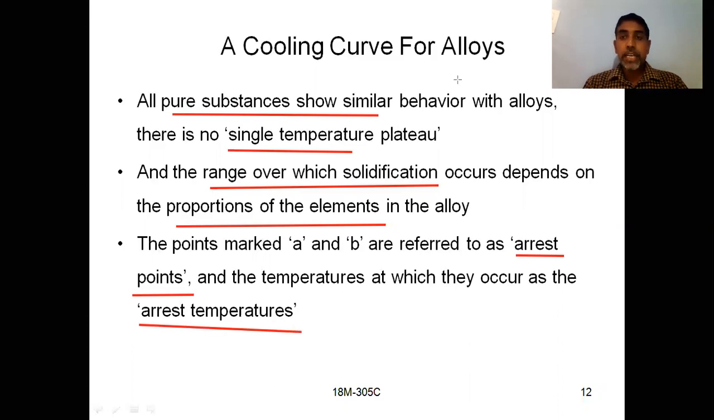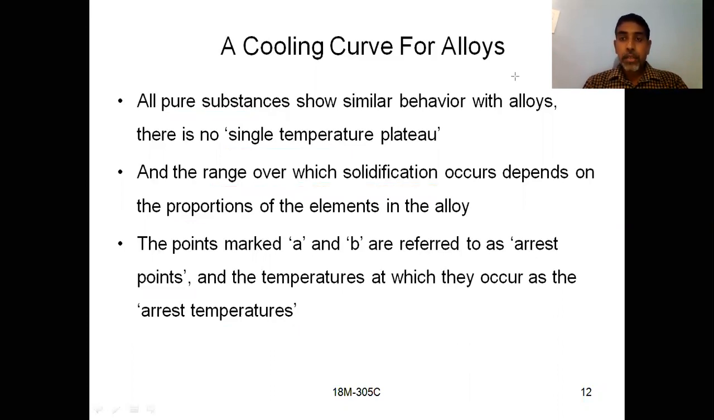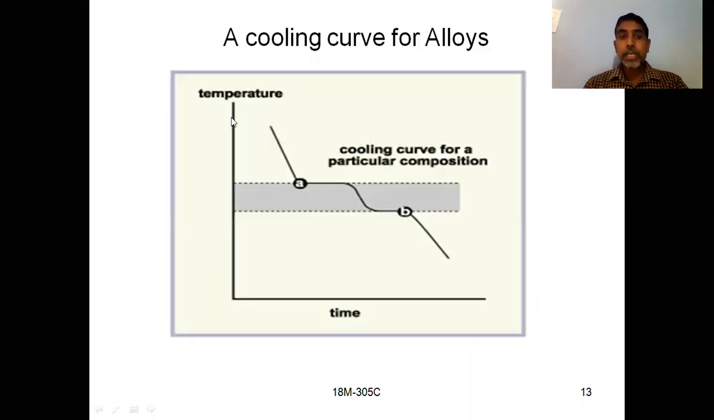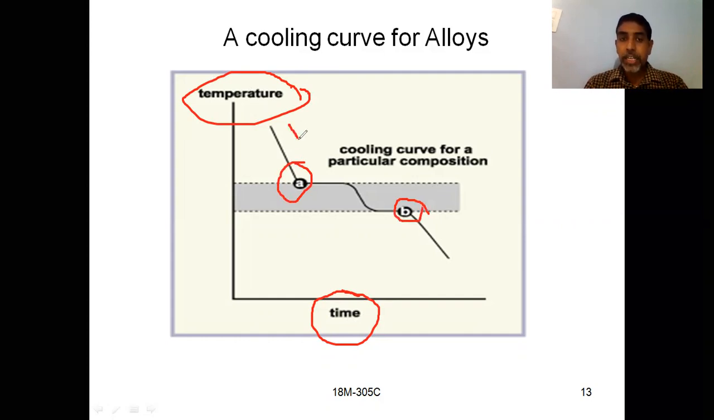Okay. If you see the diagram again, I will show you the diagram. See, if you see here, just now I told you, I am taking time on x-axis and temperature on y-axis. So this point A and point B are known as the arrest points. That means here you are having liquid, here complete solid will be formed, and in this blue one, what you are having is liquid plus solid.